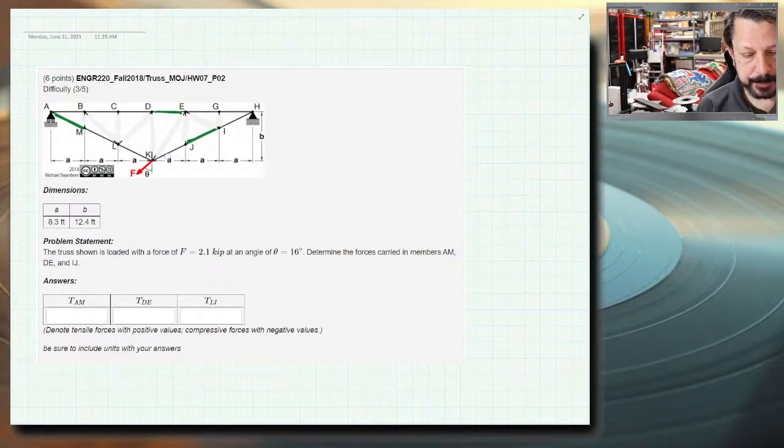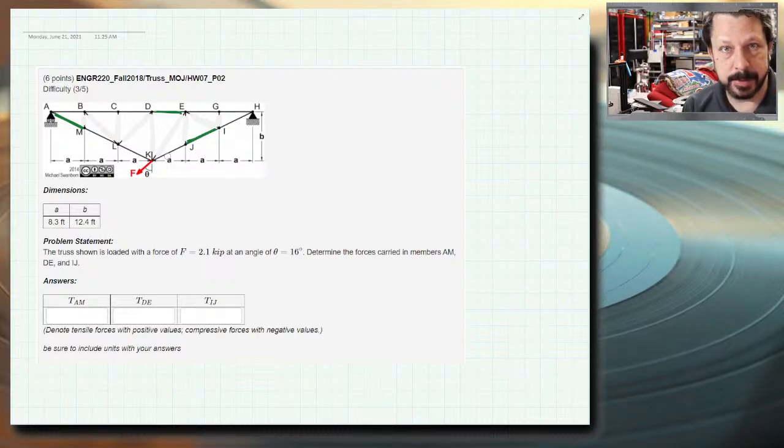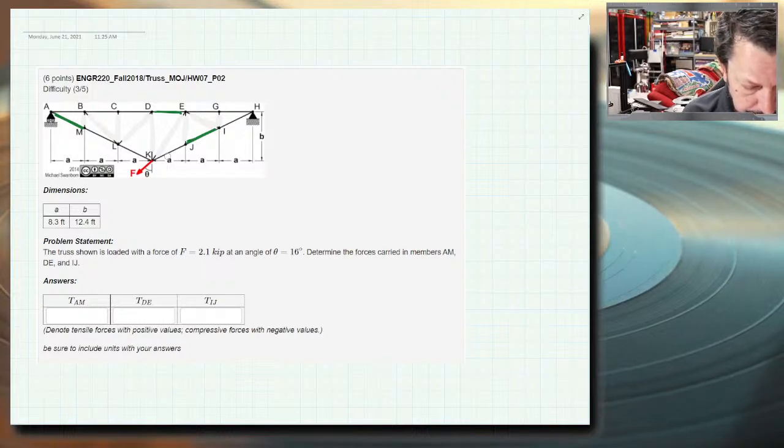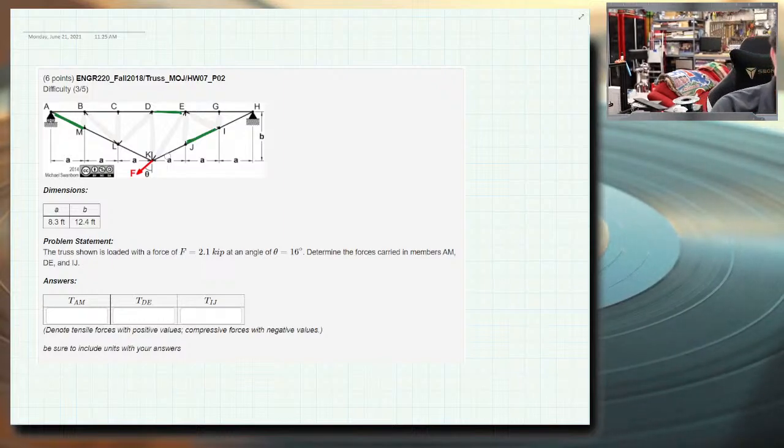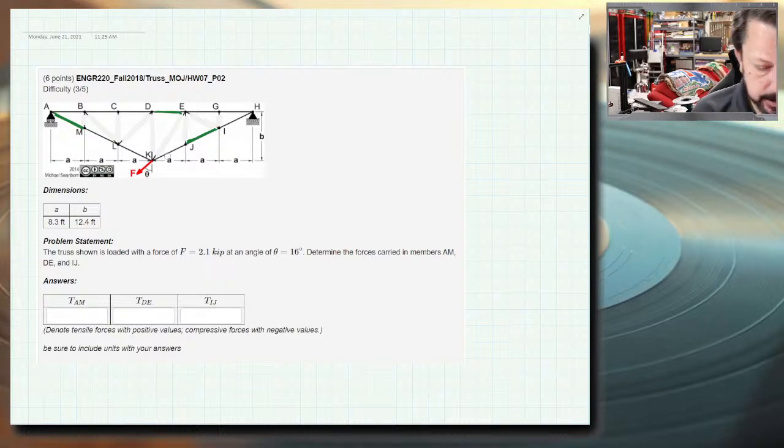Now, it's not symmetric. The loading is not symmetric because the loading is angled. So it's not as simple as one half of the truss being a mirror image of the other half. So that's not as simple as it would be. But we could do this. First, it looks like we're going to need to find our external reactions.